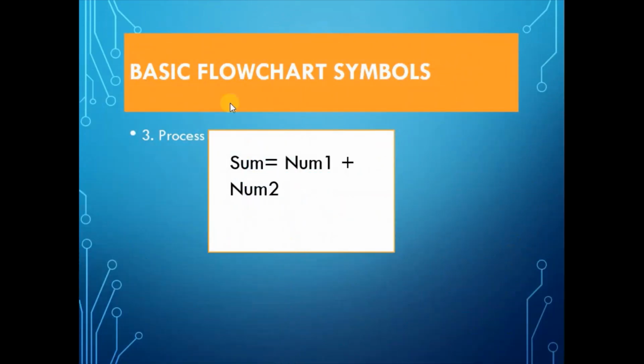Now, the third symbol is referred to as a process, and the symbol is that of a regular square, or it can also be a rectangle. In the process is where we perform our calculations. So again, using the calculator, we enter the two numbers that we wanted on the calculator. What is it that these two numbers will be providing? It will be giving us the sum. And how is it that we find the sum? We use the addition symbol to be able to add both numbers together. So once we see process, we know that we're going to be performing calculations.